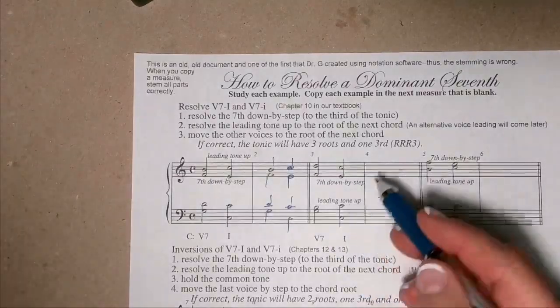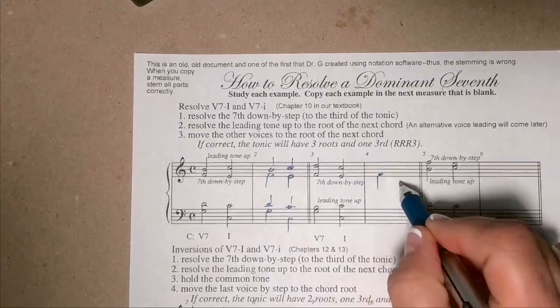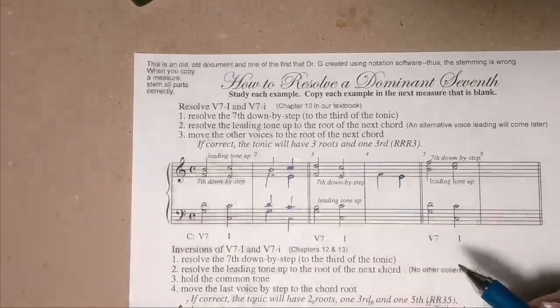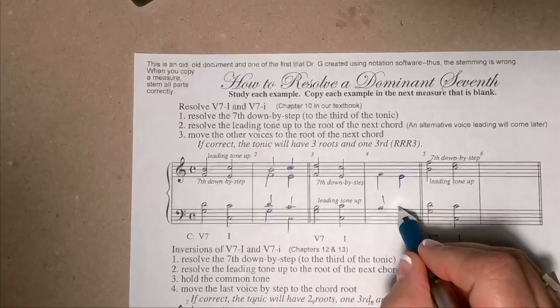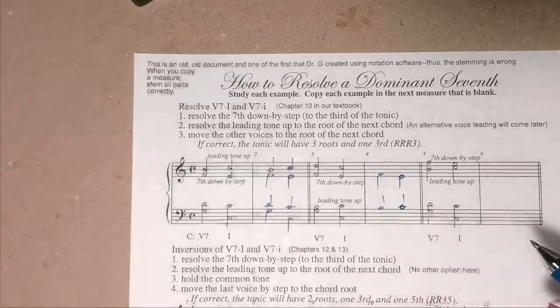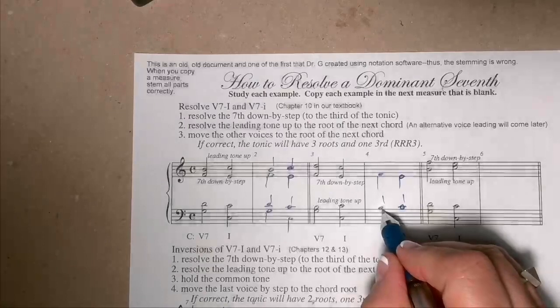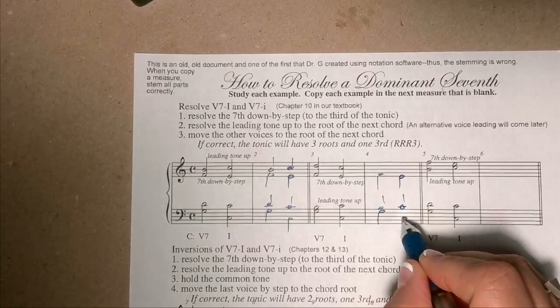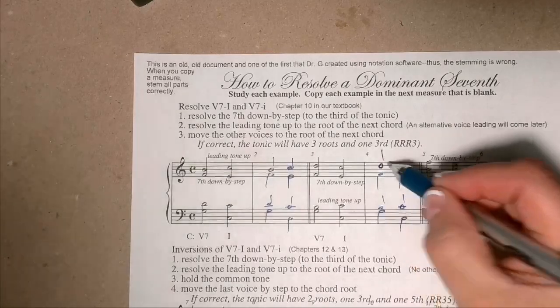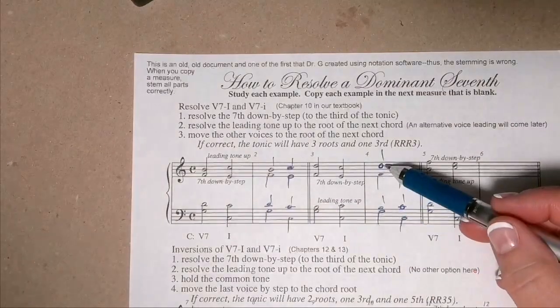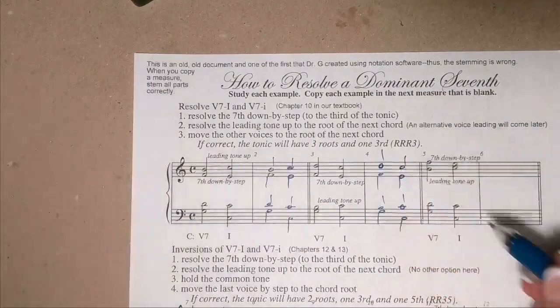Measure 3, copy into measure 4. The alto still has the 7th, which resolves down by step. The leading tone is now in the tenor. Leading tone, scale degree 7, ascends up to tonic. The bass voice is moving root to root, and the soprano is the 5th of the 5/7 chord, G, B, D, stepping down to tonic.